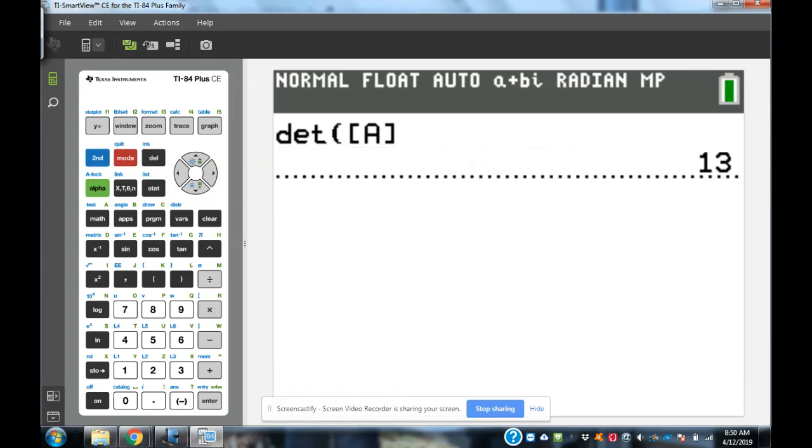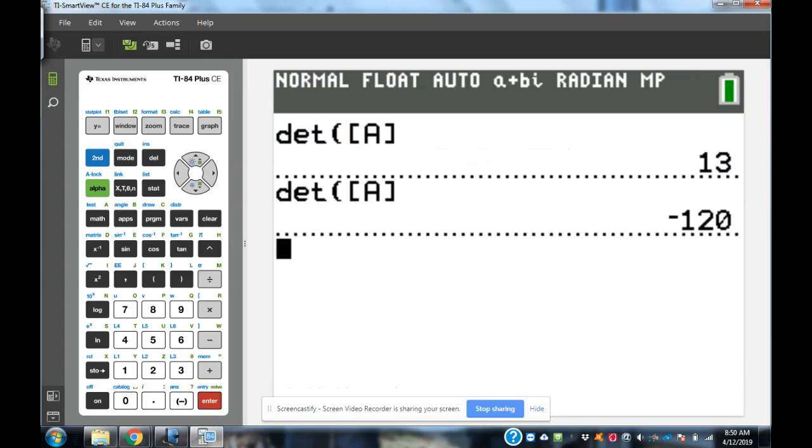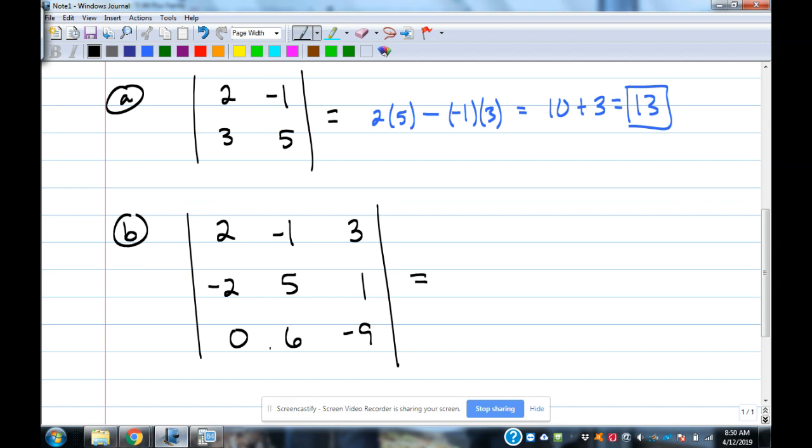And then I put that in A. I've already used that command, so I'm just going to copy and paste. And the determinant is -120. This number determines if the matrix is invertible or not. We'll get to inverse matrices later on.